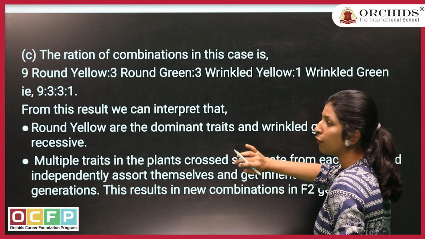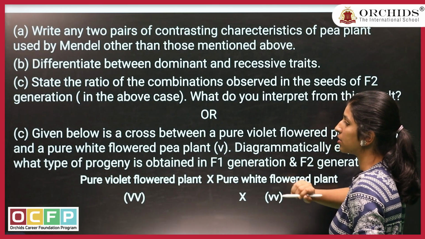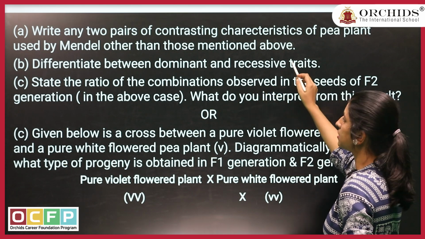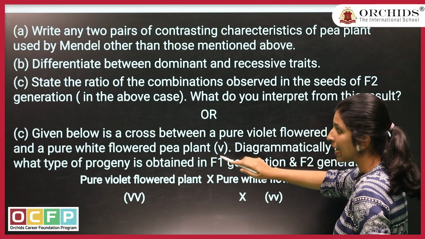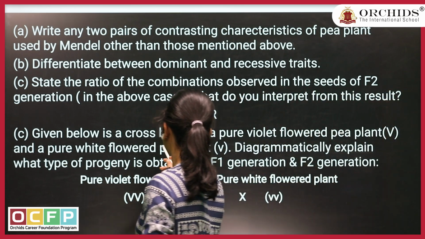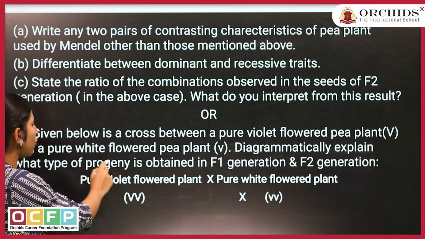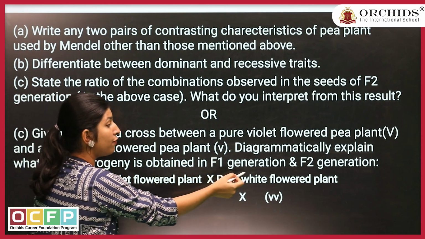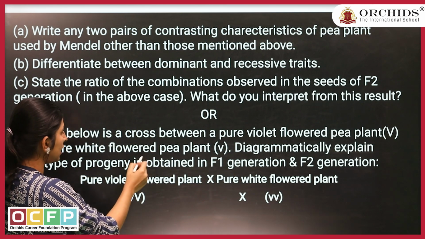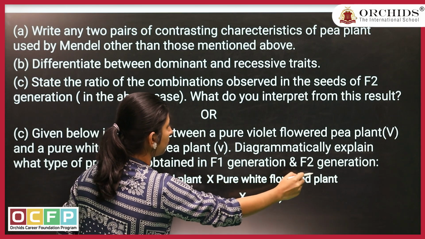So this is the answer for the C question, and we have one more option for the C question. Let's say if we are not going to take this C question, we are going to attempt the second C question. What could be the answer for this question? Here they are asking us to diagrammatically explain the type of progeny that we obtain in the F1 generation and F2 generation as well. And the cross is between a pure violet flowered plant and a pure white flowered plant.